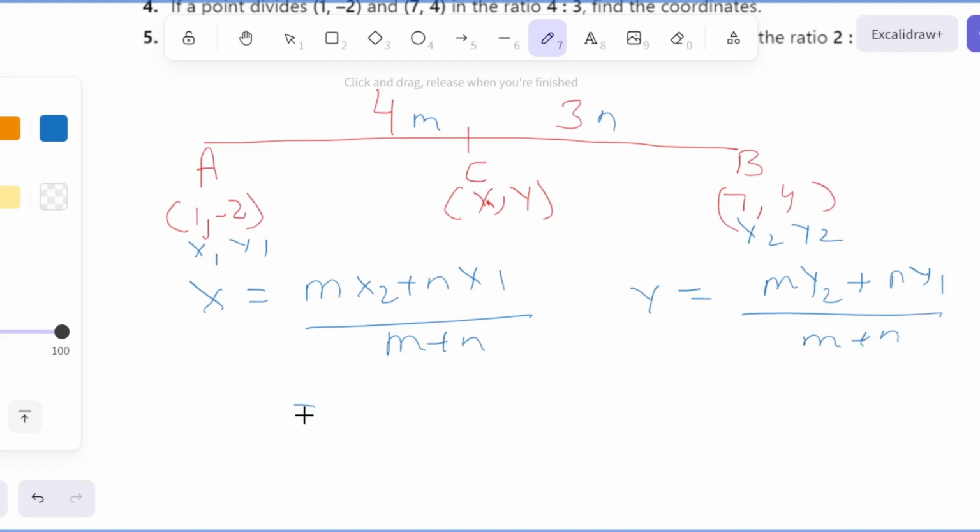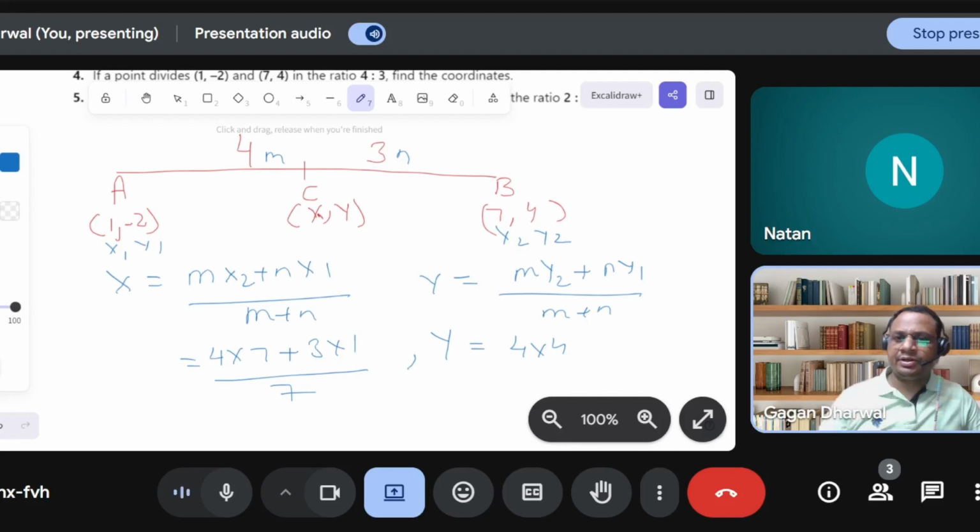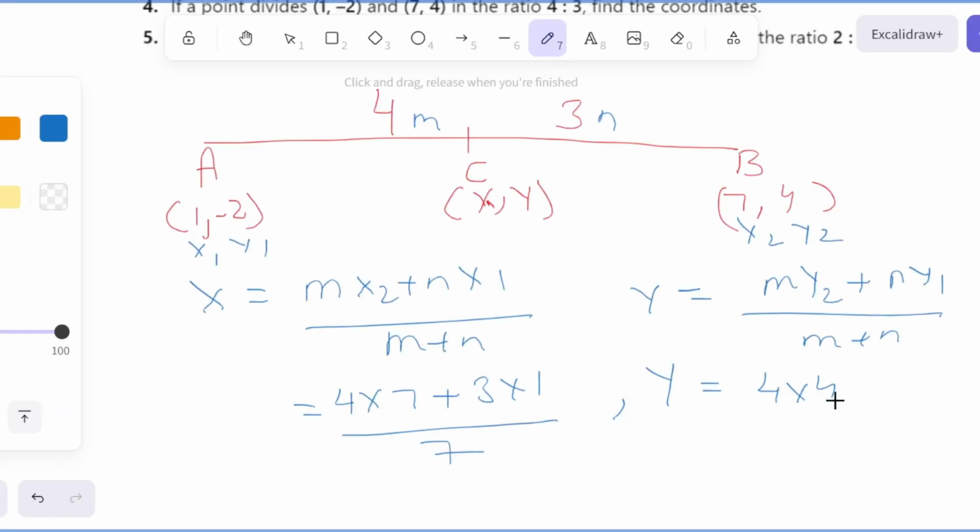Now m we have been given as 4, so 4 times 7 and 3 times 1, right? 4 times 7, 3 times 1, and divided by 4 plus 3, which is 7. And the same here, y will be equal to 4 times 4. As I told you, this side ratio has to be multiplied with the other side's coordinate. So 4 times 4 and 3 times minus 2 divided by 7. All good so far?